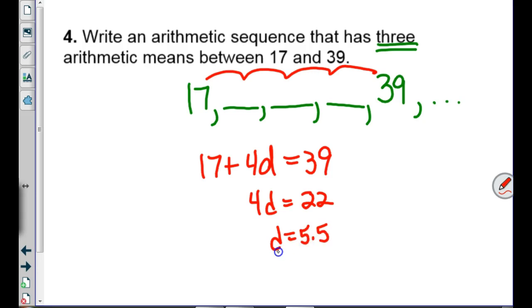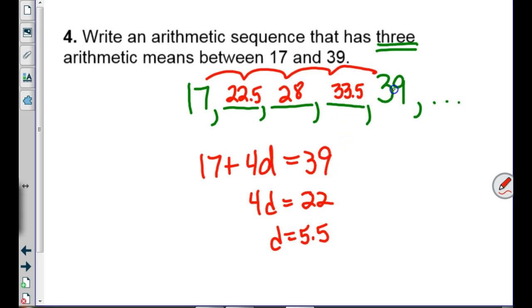Okay. So what are the missing terms? 17 plus 5.5. Okay, plus another 5.5. Plus another 5.5. Plus 5 would be 38, and another half would be 39.